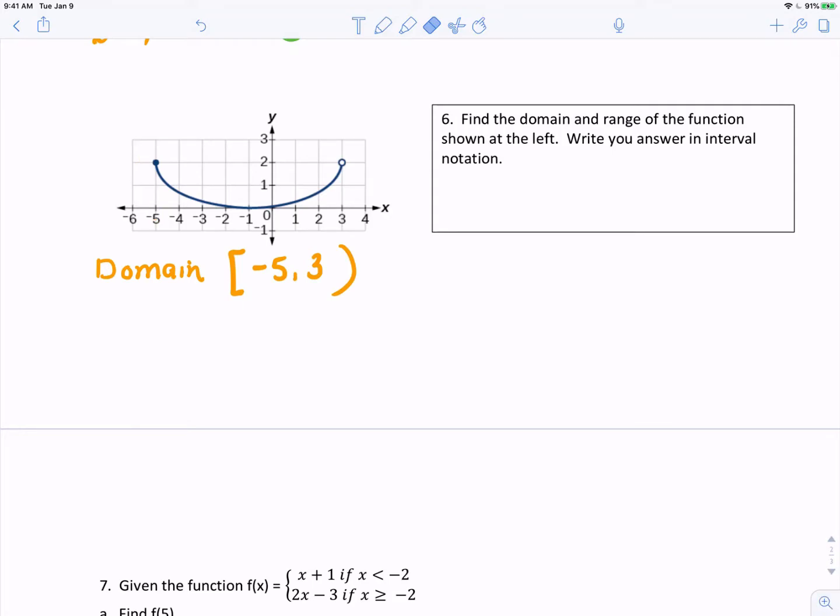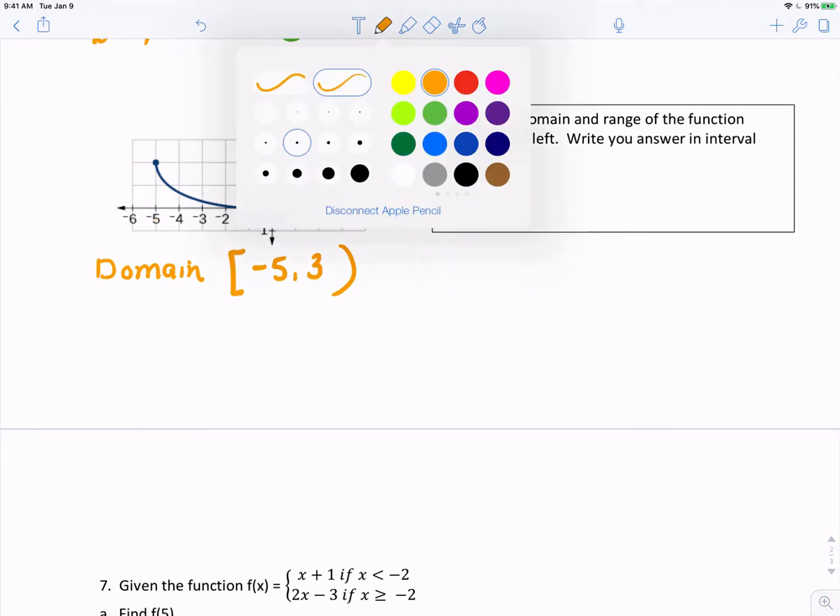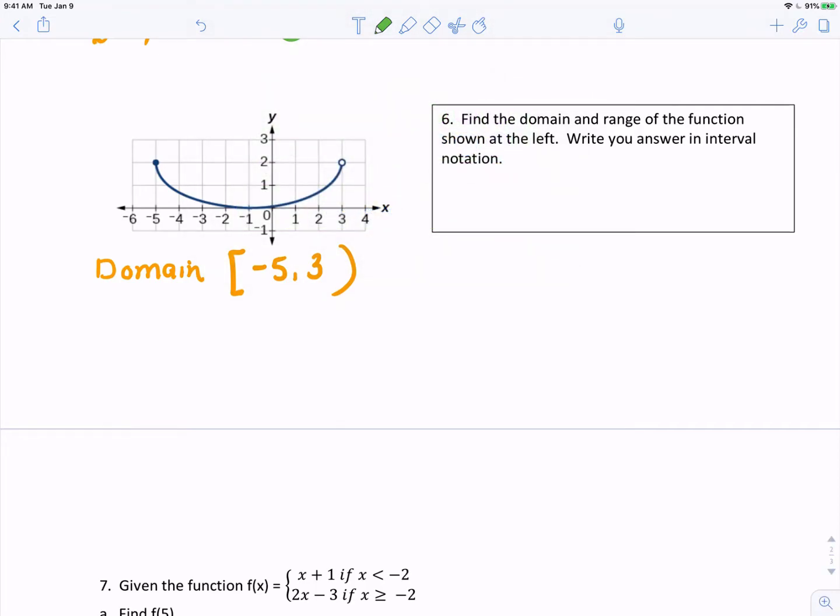All right, now let's take a look at the range. Now with the range, remember, we're looking at the y-axis. So if we're looking at the y-axis, it starts here and goes to here. So this is the range of the function. So it starts at 0 and it goes to 2 along the y-axis.